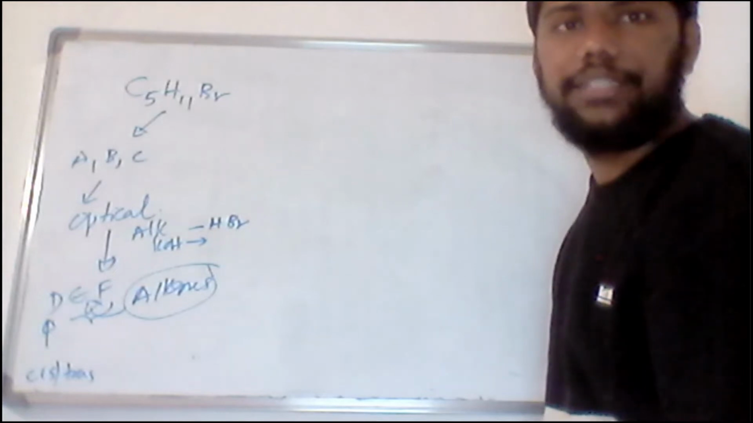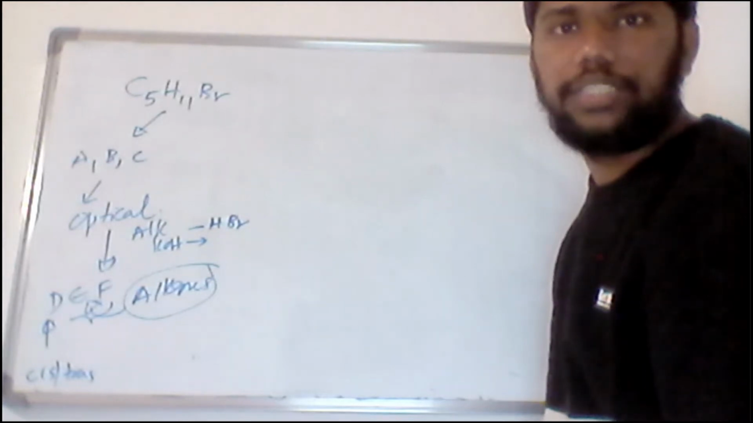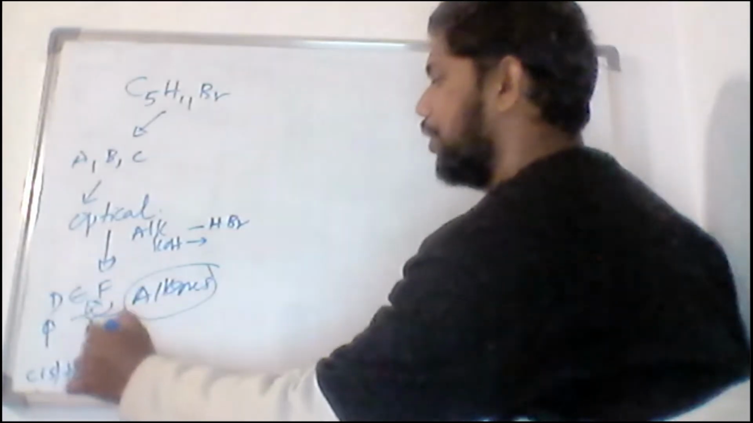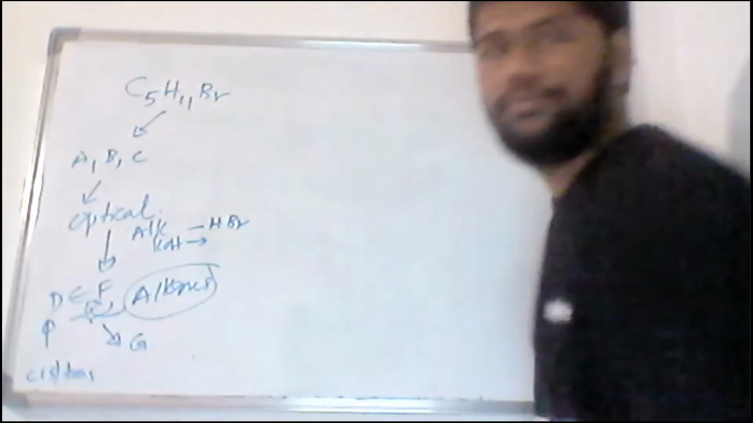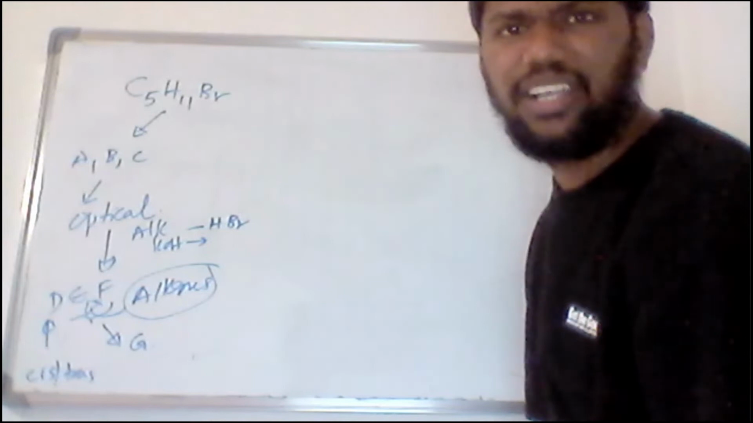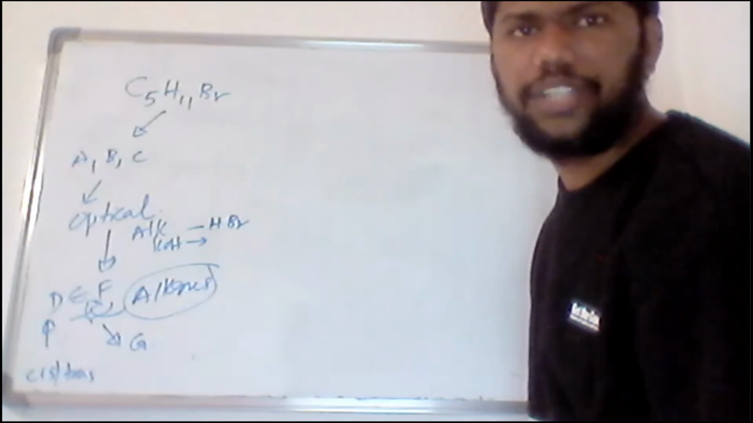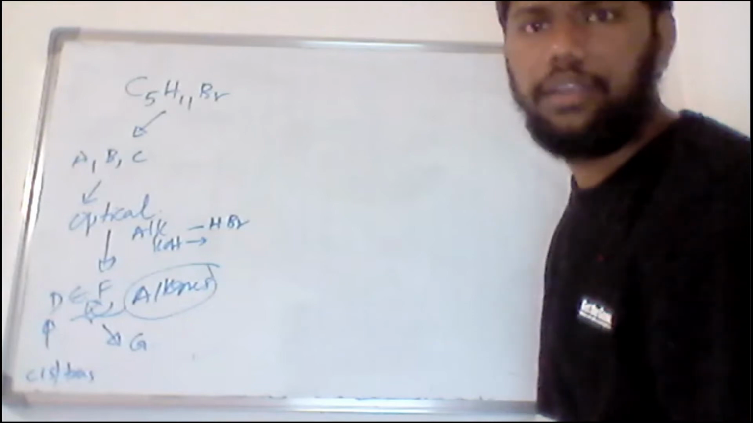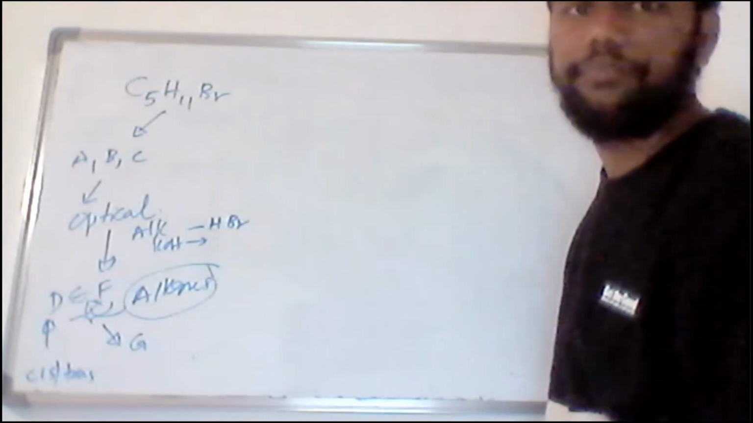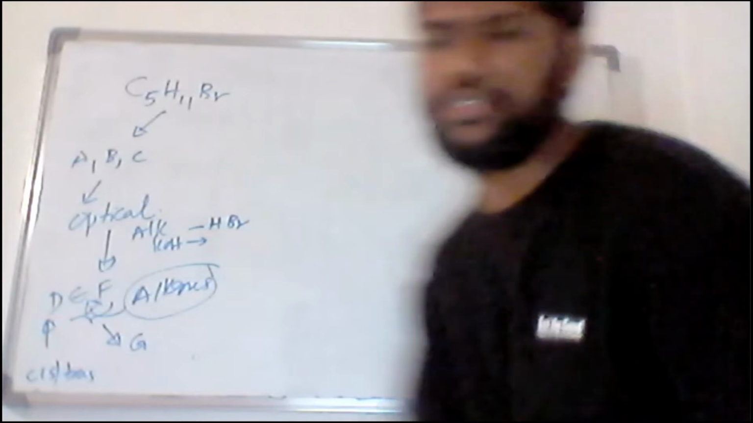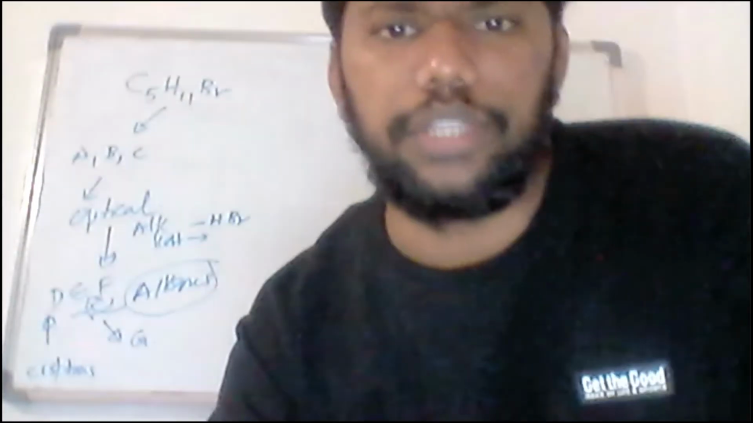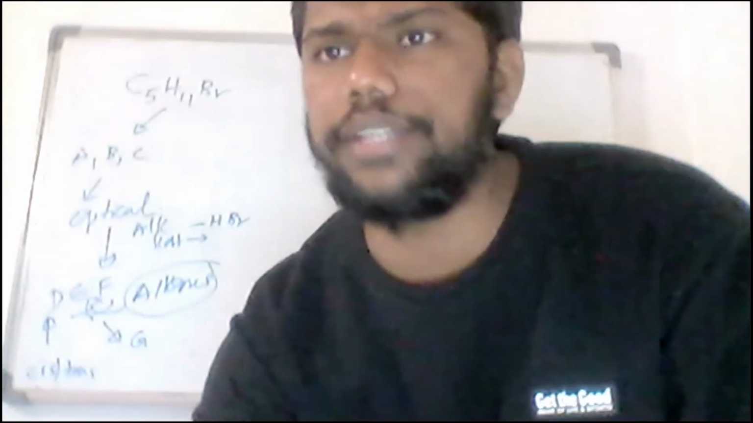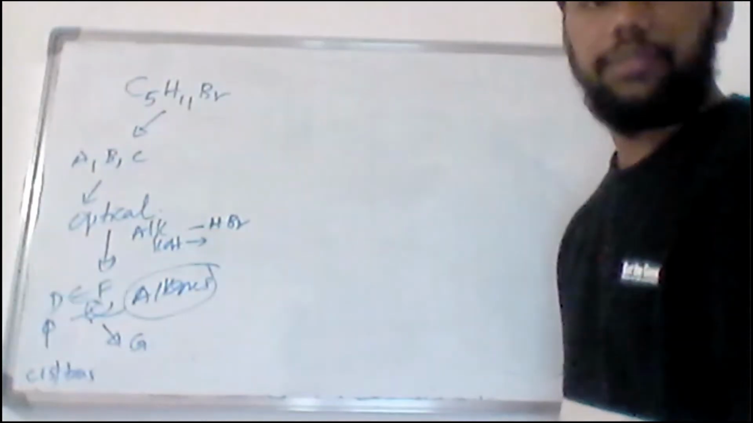When reacted with HBr, E and F both give the same compound G. So these two will give the same compound G. And G is a structural isomer of ABC, and D does not exhibit optical isomerism. Draw the structures of ABCD. So you just need to find the structures. That's all here. The idea is clear, so we will move on.